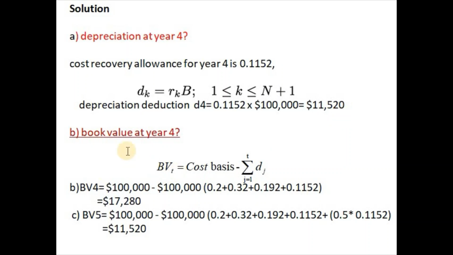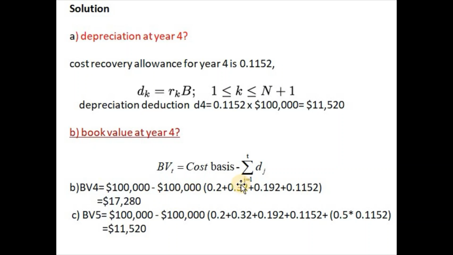Now, what will be the book value at year 4? How much did I lose out of depreciation? So the book value is the cost basis, the original cost, minus accumulated depreciation. How much did I lose out of the value of this asset each year? So the book value at year 4 will be the cost basis, 100,000, minus a summation of the depreciation.